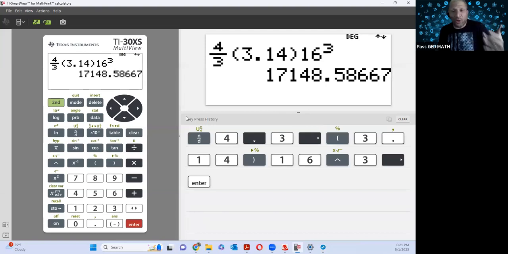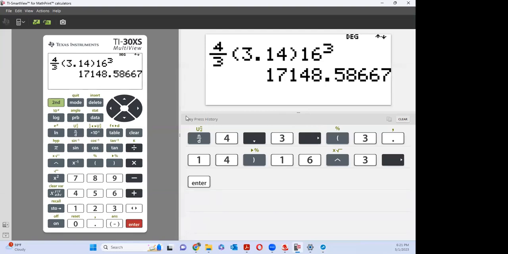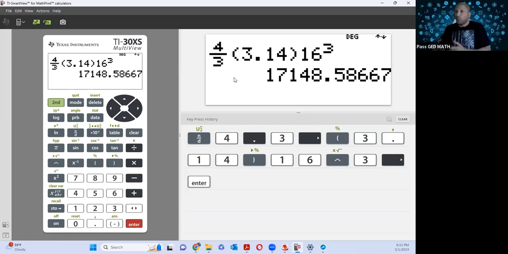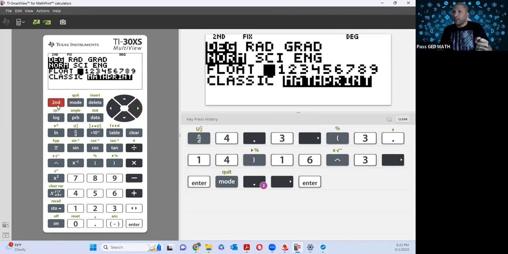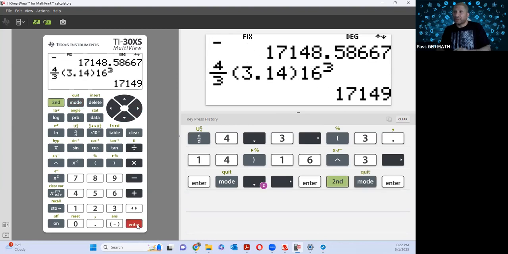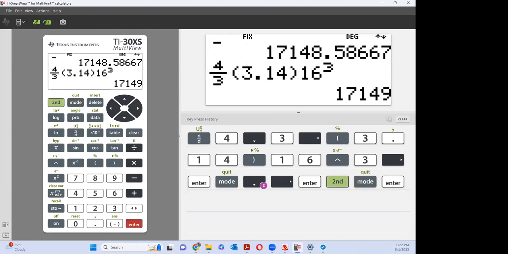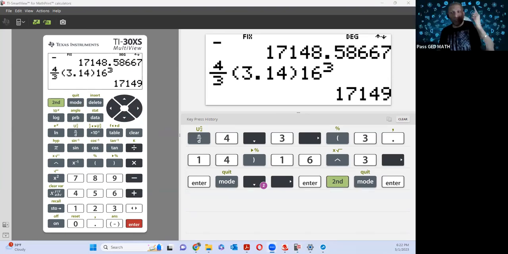We also can round using the calculator. You want to spend time with this calculator. Watch this. Mode. I go down to float. A whole number has no decimal places, so I go to 0. Press enter. Okay, it rounded it off for me. Awesome. You can round off to the nearest whole number.